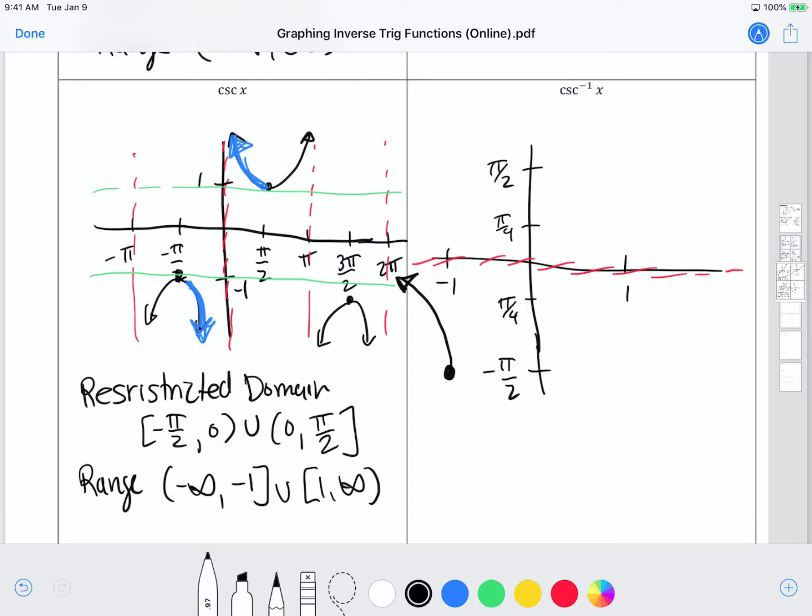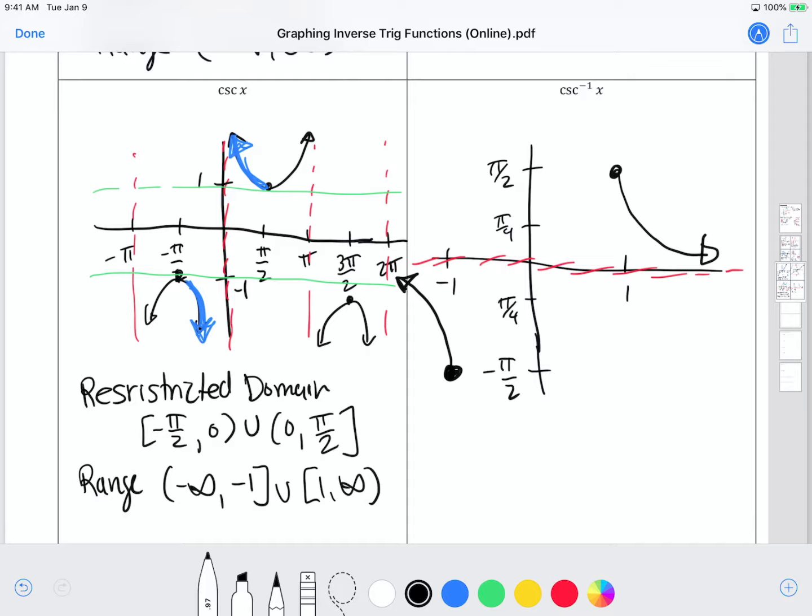Then on the other side, we have the point pi/2, 1. So now it becomes the point 1, pi/2, but it's got to flatten out at the asymptote, so the other side is going to look like this. And again, sorry guys, my artistic skills are awful. If you want to get a better picture of this, look at the reference sheet that is posted online.